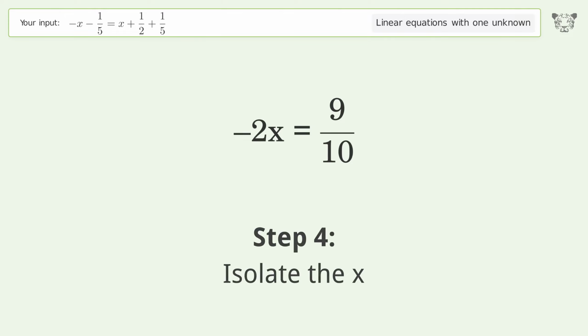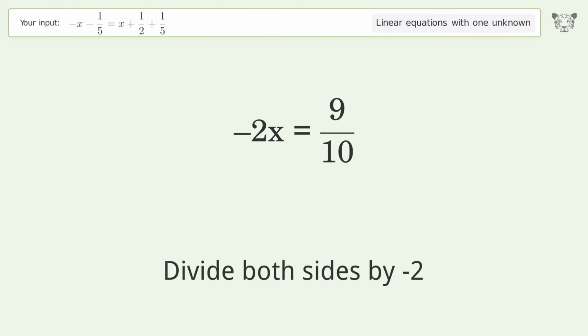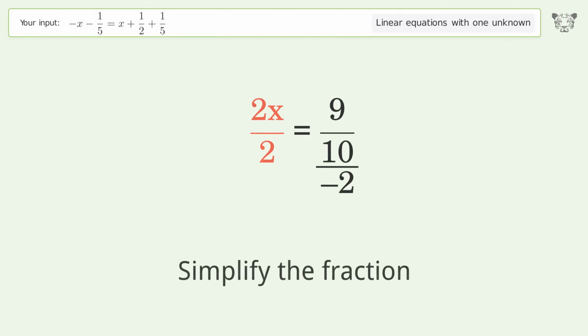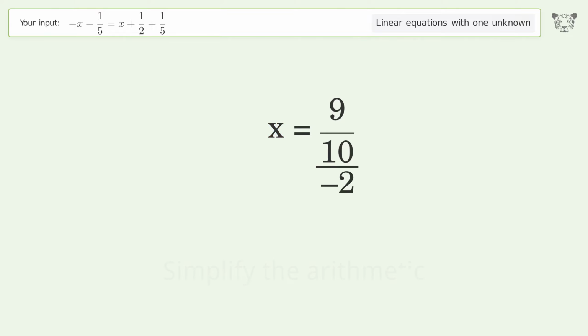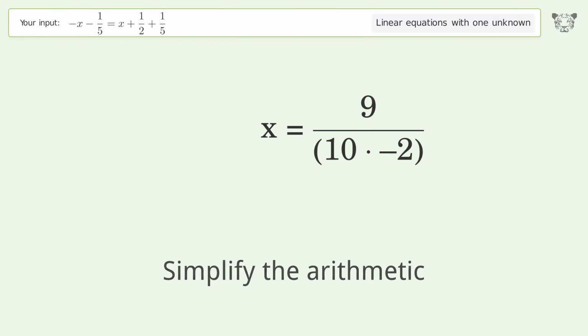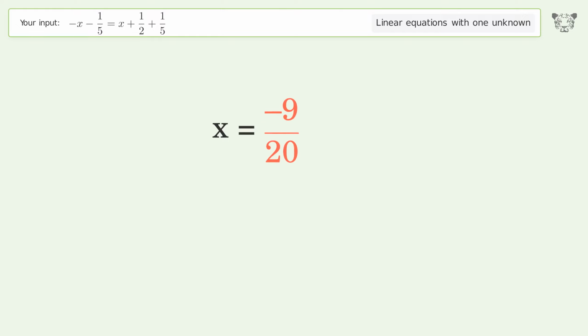Isolate the x. Divide both sides by -2. Cancel out the negatives. Simplify the fraction. Simplify the arithmetic. And so the final result is x equals -9/20.